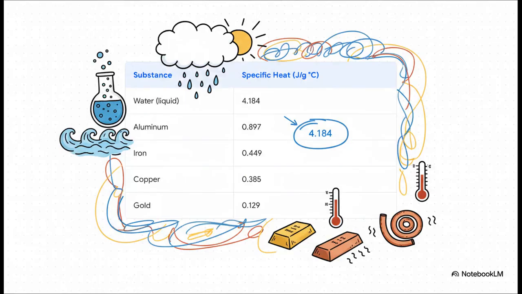And just look at this table. Different materials have totally different specific heats. Check out water. It's a whopping 4.184. It takes a ton of energy to heat up water compared to, say, gold, which is down at 0.129. This is exactly why water is so good at absorbing heat in a calorimeter. And honestly, on a much bigger scale, it's why our oceans are so critical for regulating the entire planet's climate. They just soak up so much heat.